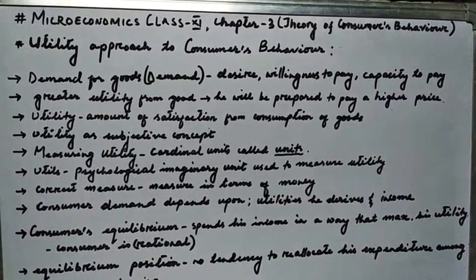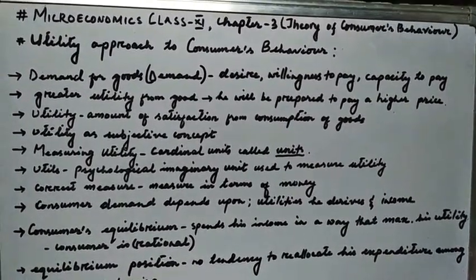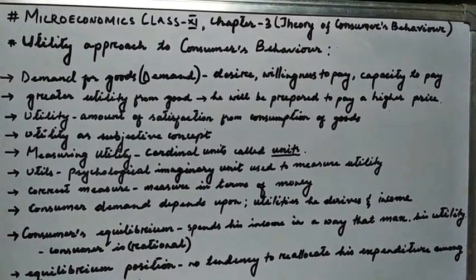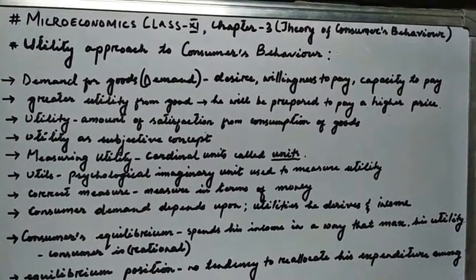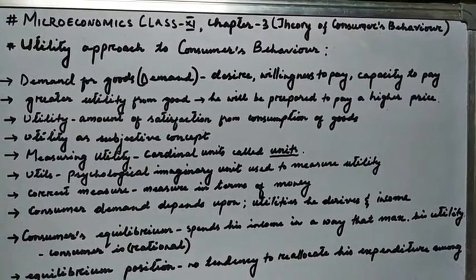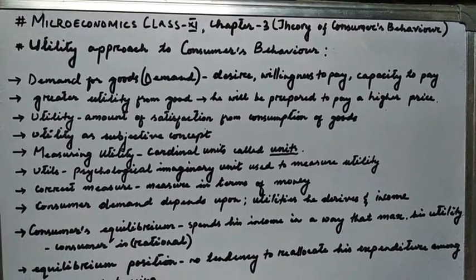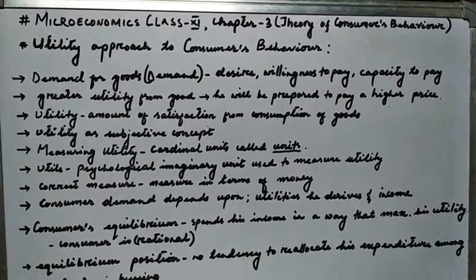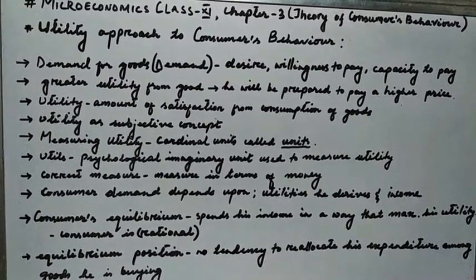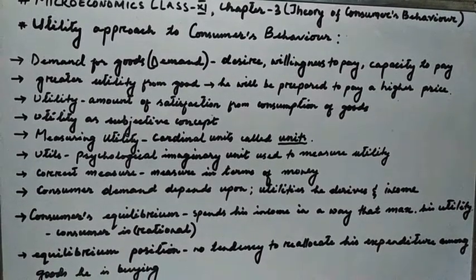In the first topic we have the utility approach to consumer's behavior. Here we are going to discuss the consumer's behavior from the perspective of utility. When we talk about consumers' behavior, we have to discuss what is demand, or demand for goods. A consumer has a demand. The duty of the consumer is to demand goods and services.